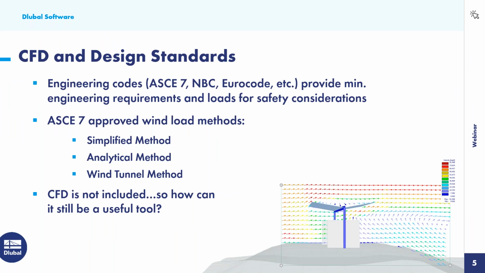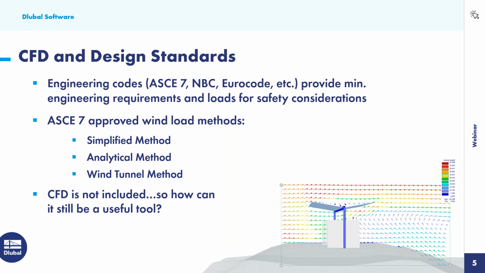So a very common question that we get is the role of CFD and design standards. We know that the engineering codes such as the ASCE 7, the NBC, and the Eurocode all provide minimum engineering requirements and loads for safety considerations, and this includes wind loads.